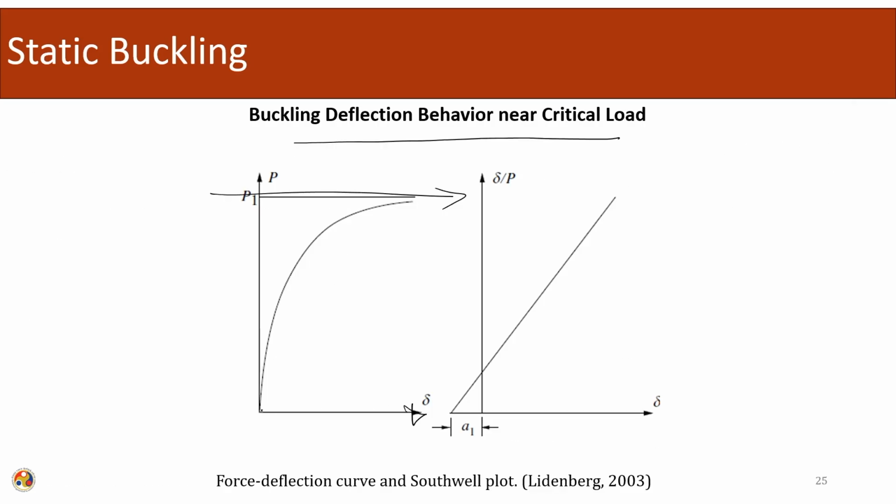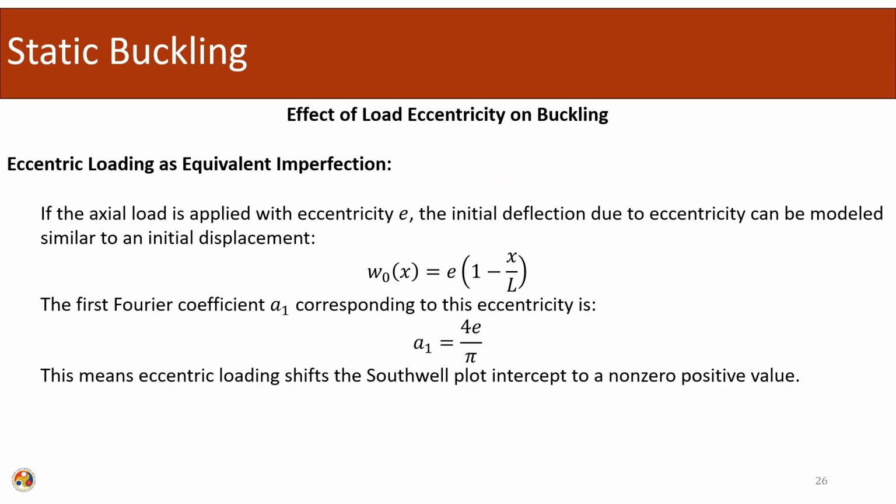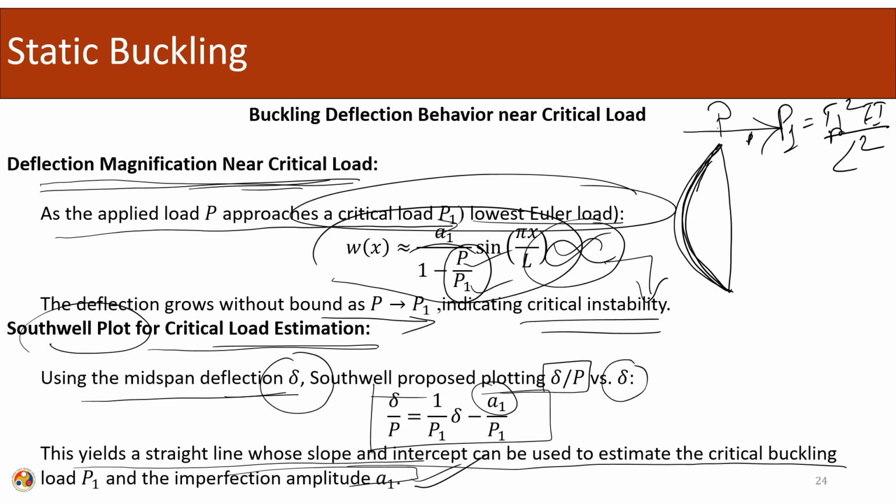This is the plot of P. As P tries to approach the buckling load, what will happen? Using the equation, we can draw delta over P against delta. This is the y axis and this is the x axis. If we can draw this, we can estimate the value of the imperfection, the value of A1. So, the imperfection amplitude we can determine.